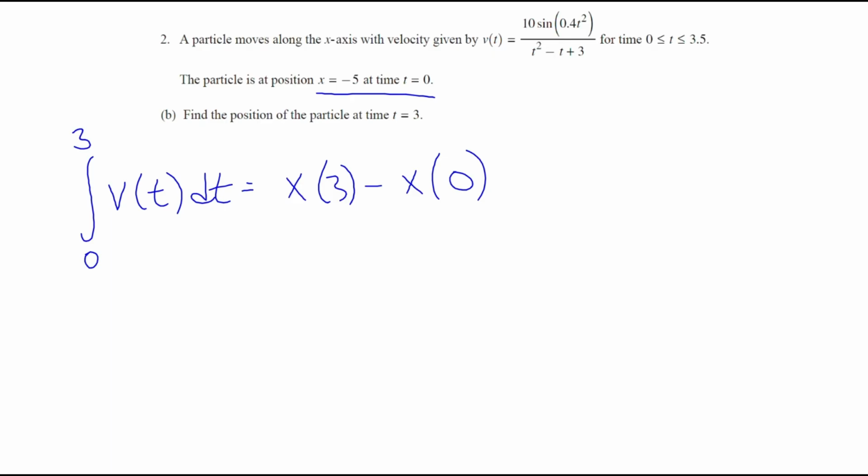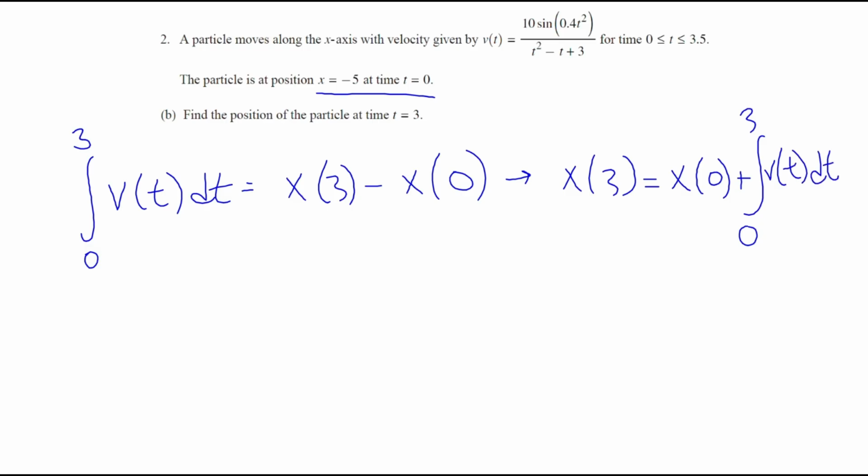Because the position function is the integral of the velocity function, which would tell us that if we want the position at 3, we could just add x of 0 over to the other side. x of 3 is just equal to x of 0 plus the integral from 0 to 3 of v of t dt. And of course, we have a calculator here, so all we have to do is punch it all into our calculator. We know that x of 0 is -5. So really, we're just looking for -5 plus the integral from 0 to 3 of v of t dt.